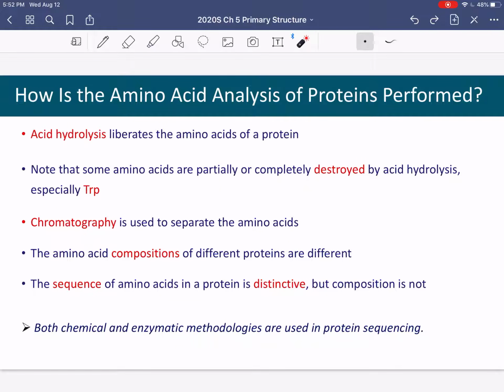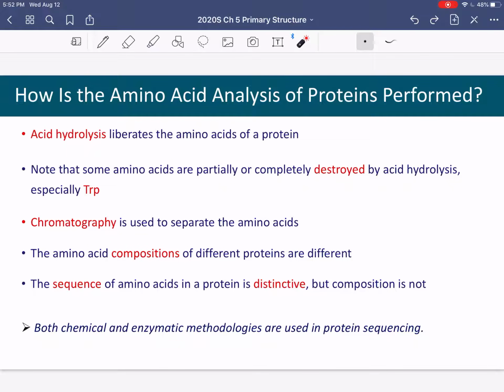Chromatography can then be used to separate the individual amino acids, and then an assay can be used to measure the composition of the amino acids. For example, your protein may have 14 alanines and 37 leucines, and you'll know how many of each amino acid there are, and that's called composition. But while the composition of amino acids in a protein can be different from the composition of amino acids in another protein, it's very hard to distinguish which protein you have by composition alone.